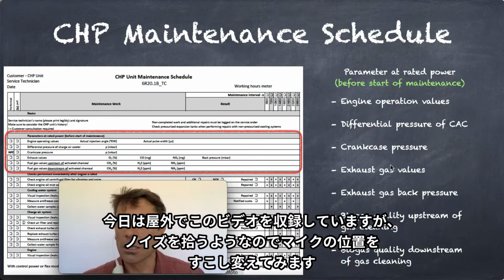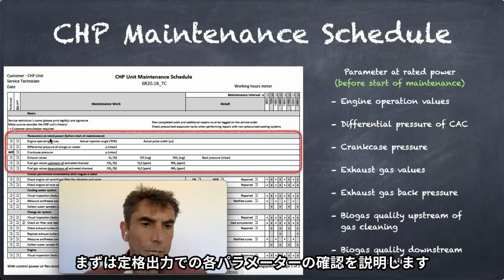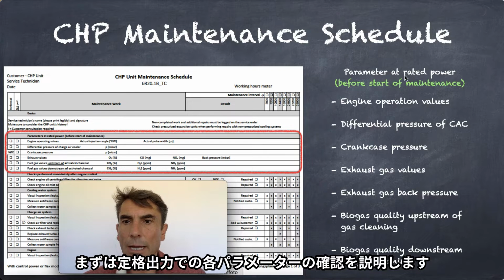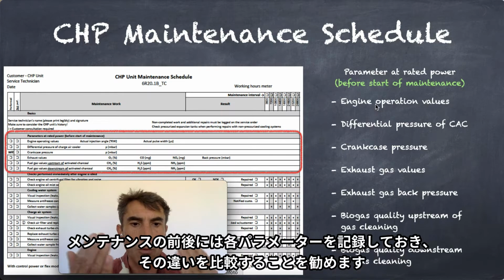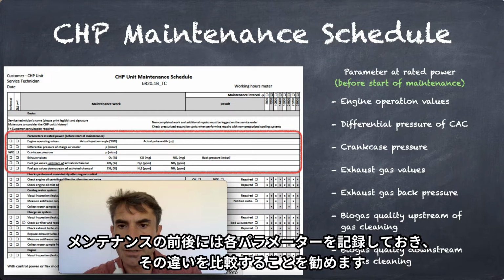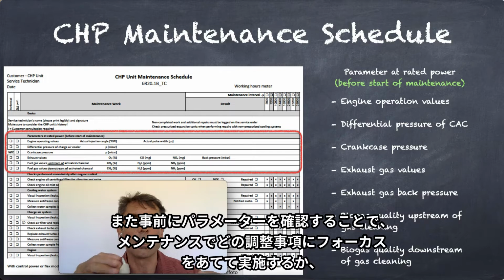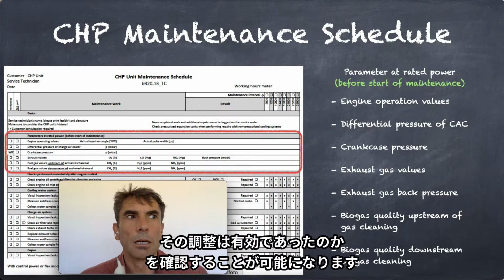Okay, let's go further into the video and the program. We are focusing here on our parameter at rated power. That means that we can compare all the values before maintenance and after maintenance, and see if the operation has changed, or if we should focus on something that could be a problem, so that we can check the system in advance to know what we have to do during the maintenance.